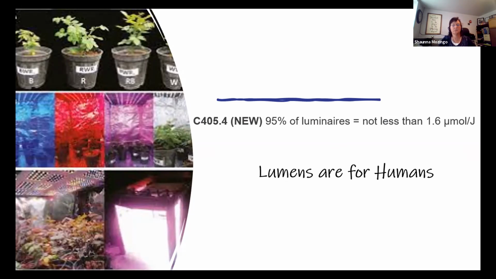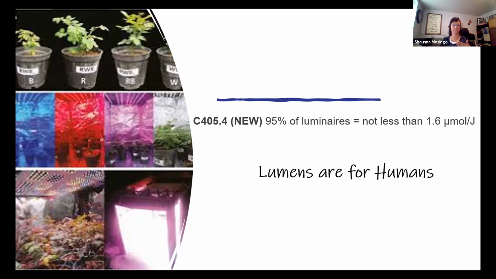So this is new to the 2021 code: lighting for plant growth and maintenance. It's a new section requiring that at least 95% of the permanently installed luminaires used for plant growth and maintenance have a photon efficiency of not less than 1.6 micromole per joule. There you go, say that real fast. As defined in accordance with ANSI/ASABE S640.